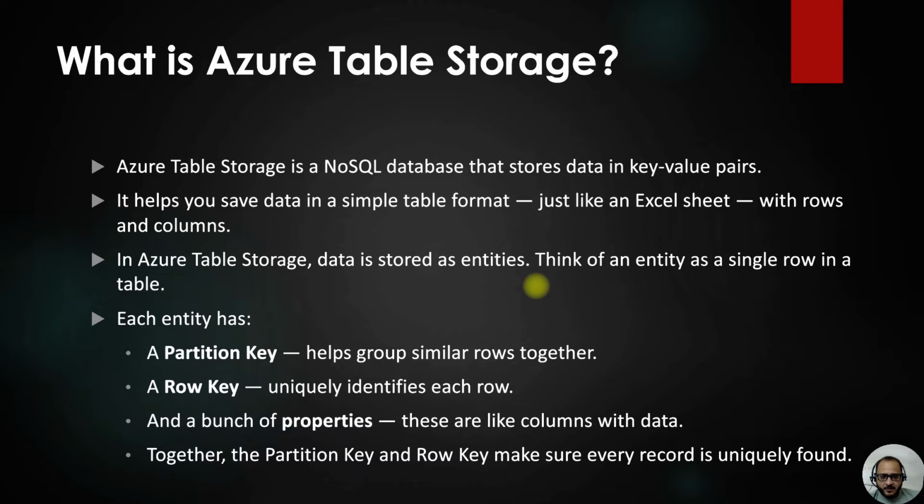And there are a bunch of other properties, like columns with custom data. It could be your name, email, address, or so on. Together, the partition key and row key make sure every record is uniquely found. They play an important role, which is basically to help us fetch the records uniquely.